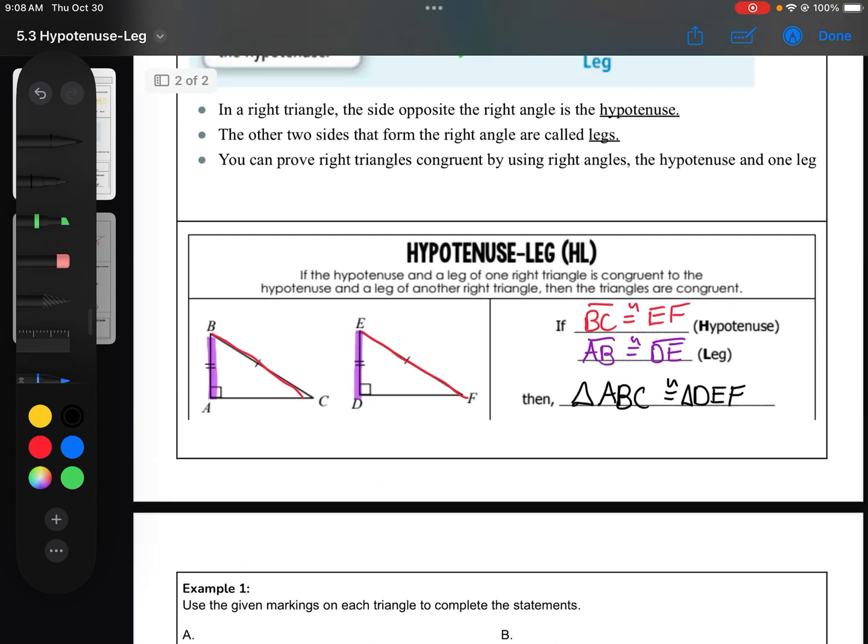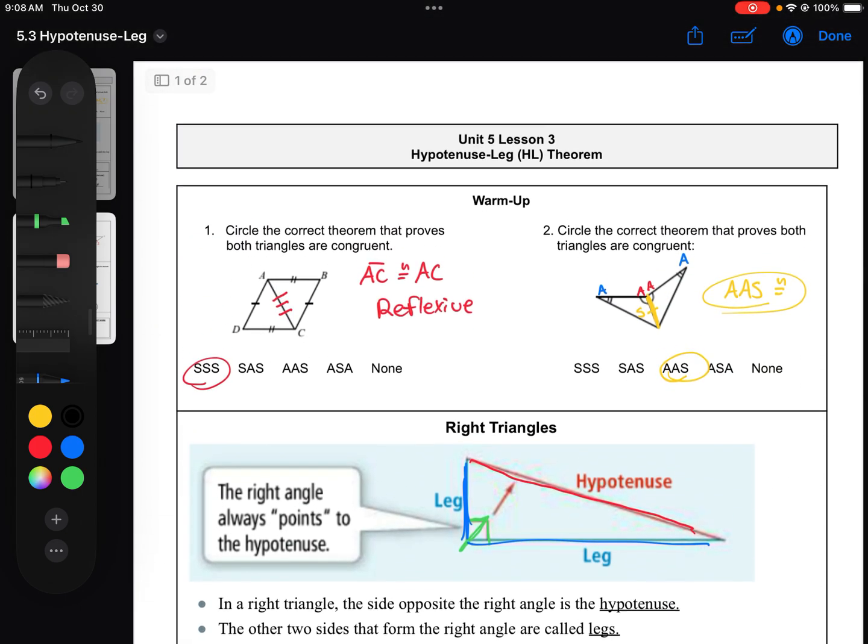Pause it, rewind it if you need to at any point. And that is hypotenuse leg.